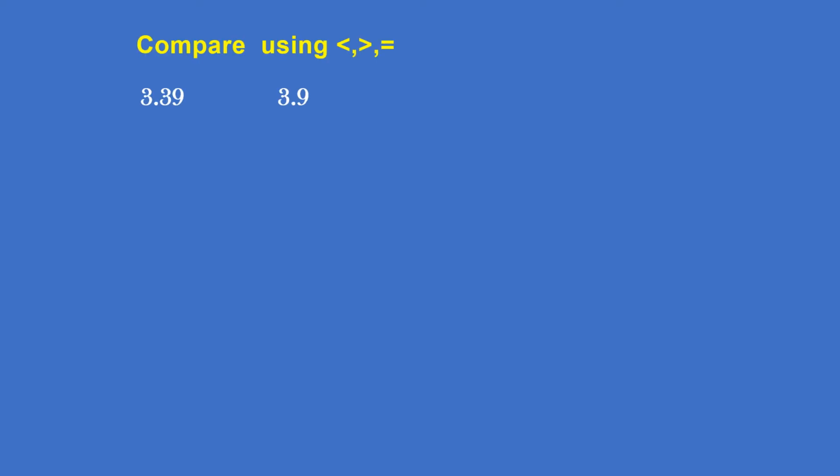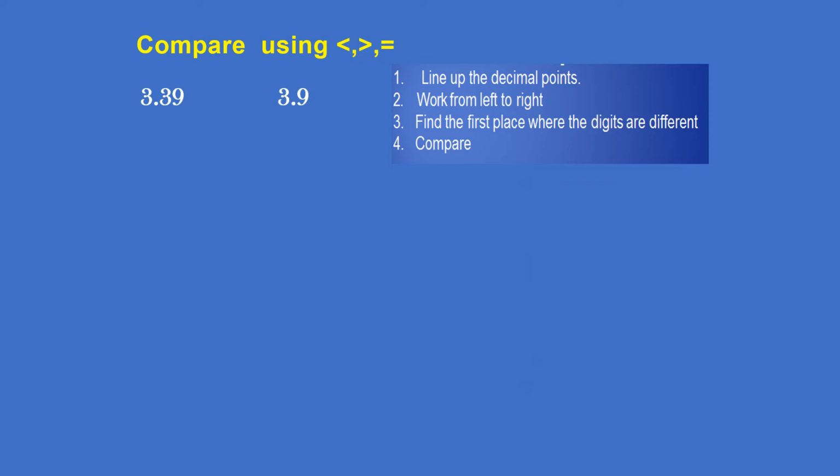Okay. Let's take one more example. If I said compare using less than, greater than, or equal, 3.39 and 3.9. If someone saw that question for the first time, he will say, of course, 3.39 is more than 3.9. But unfortunately, guys, that's not right. So let's follow the same steps here. As I said, line up the numbers, then work from left to right, find the first place where the digits are different, then compare. But before starting, I want you to know that 3.9 here is equivalent to 3.90.